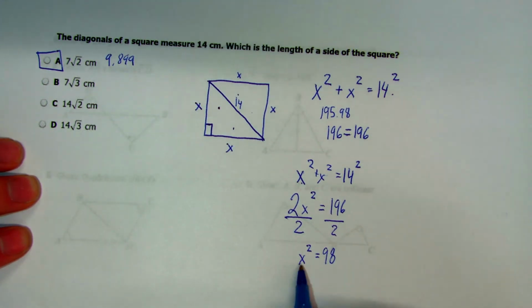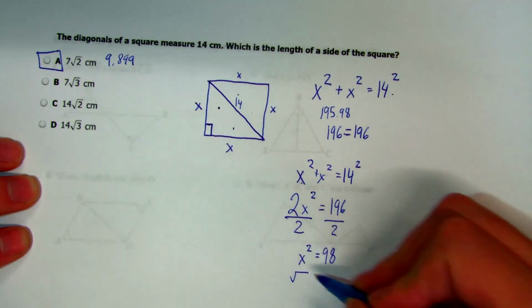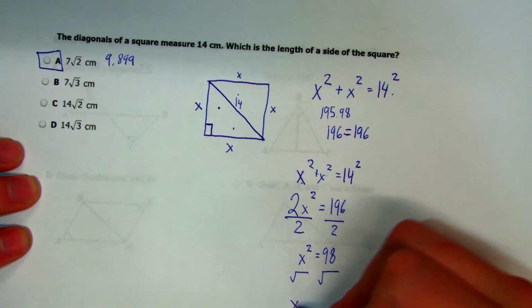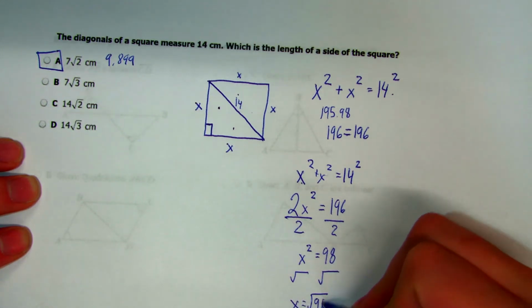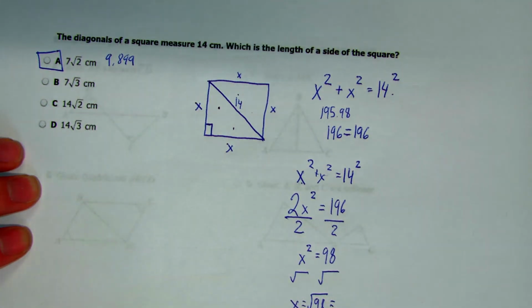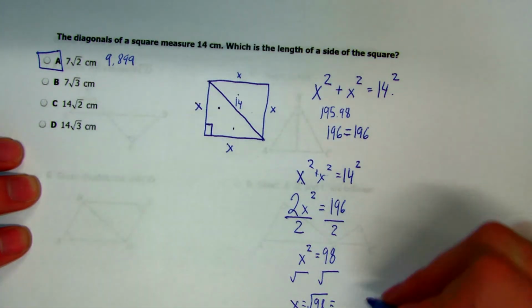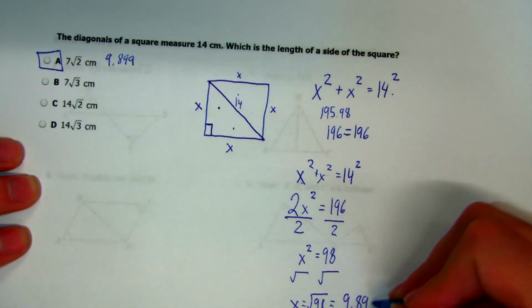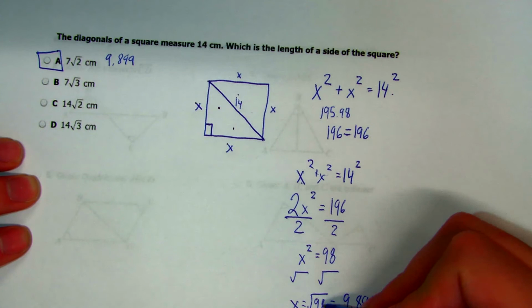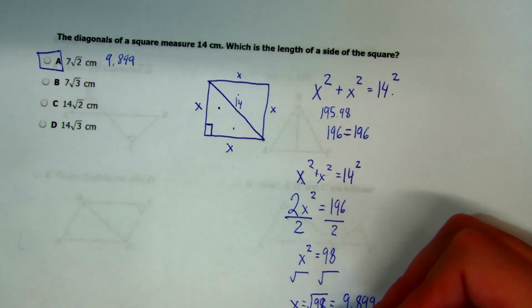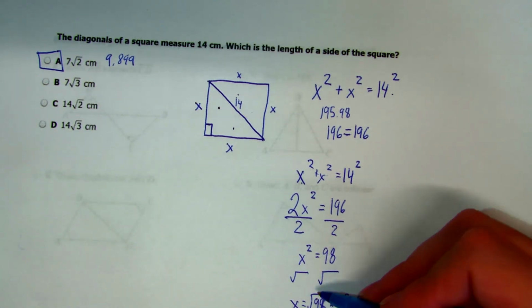Pardon the bells, we have x squared is equal to 98. To undo squaring, you need to square root both sides. And you get x is equal to the square root of 98, which is 9.899. In algebra, you also worked on simplifying radicals. You would factor the 98, you would find that 2 is a factor, and 7 is a factor twice. I'm not too worried about that.